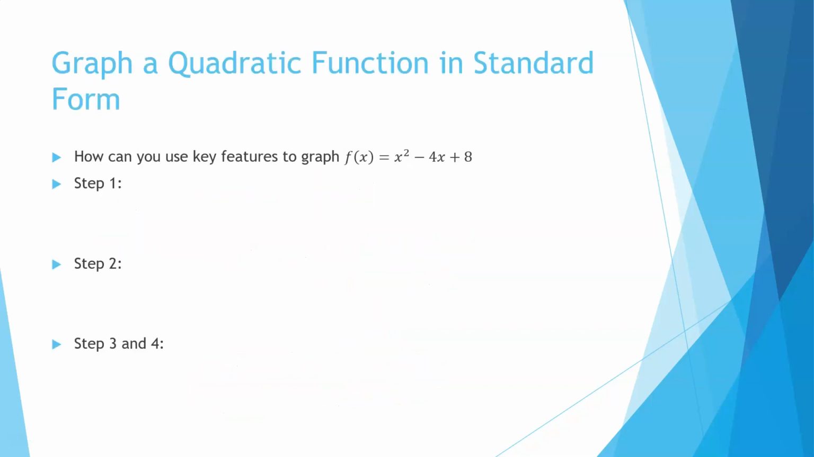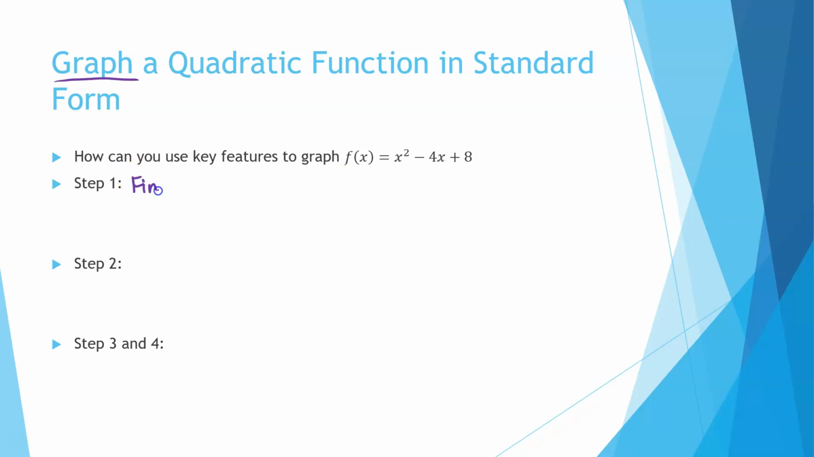Okay, so once we're able to find the vertex, now we take that and we use it to graph a quadratic function in vertex form. This is mostly a 3-step process. You'll see that for the last one I put step 3 and 4, but I think of it as 1 step. So now we're going to figure out how to use key features to graph x squared minus 4x plus 8. And the first step is what we just learned.